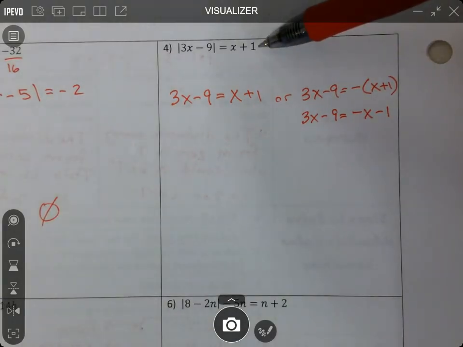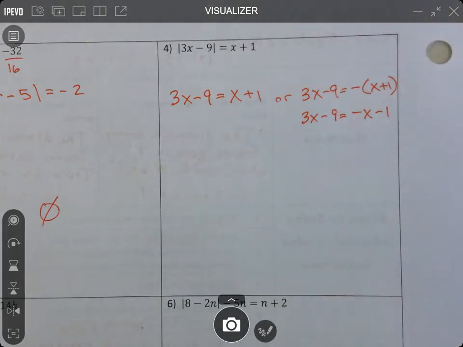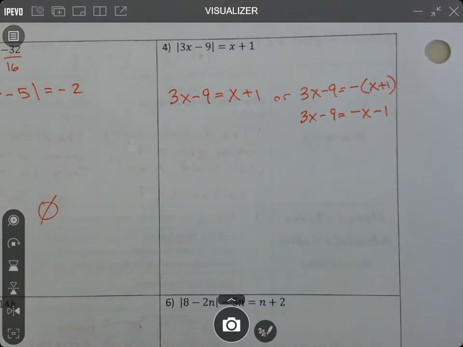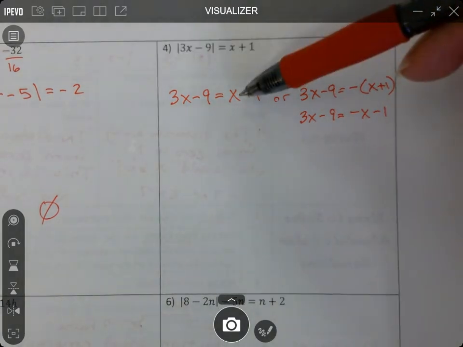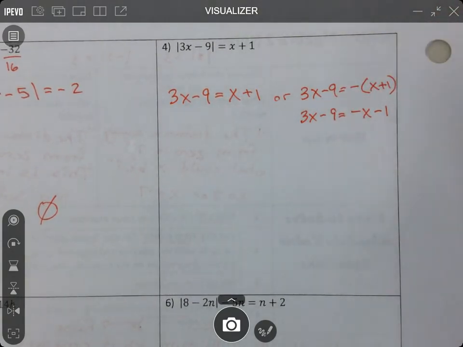If this was x minus 1, the positive version would stay x minus 1. So when I say the positive version, it doesn't mean make everything positive. It's meaning give it back as it was. And then the negative version would be to change all the signs. Okay, now I have to solve it.